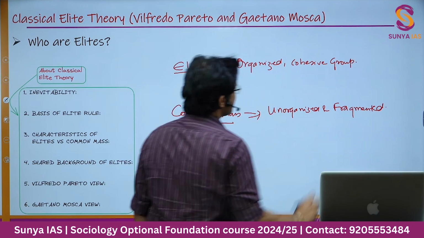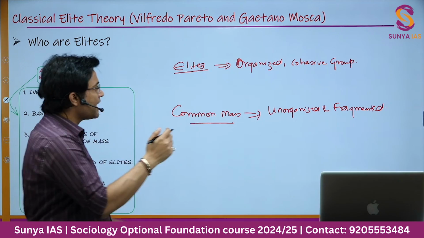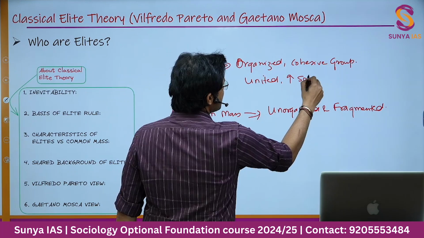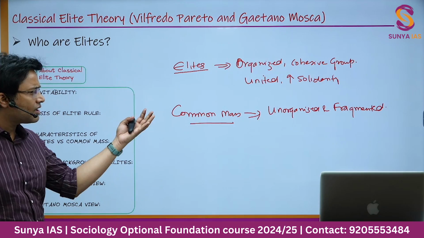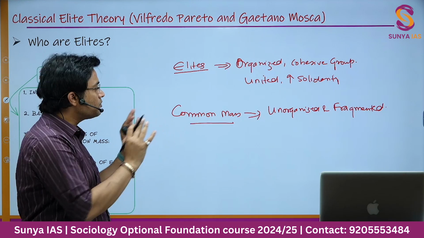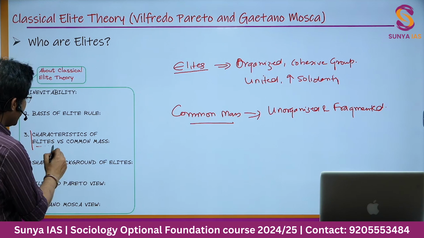Okay, elites are very much organized, though they are in minority, they are very much organized, very much united. There is high degree of solidarity. So that is why they form a kind of cohesive group. While common men are very much unorganized, fragmented. They are not even aware of the fact that they belong to a single group, the common population. So that is the characteristics of elites versus the common mass.